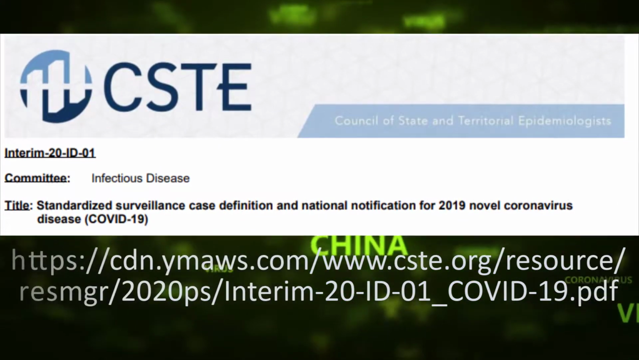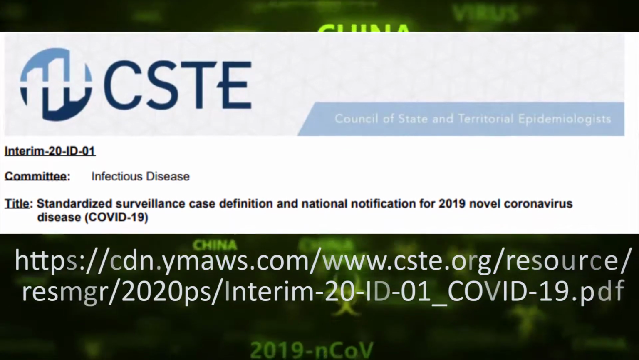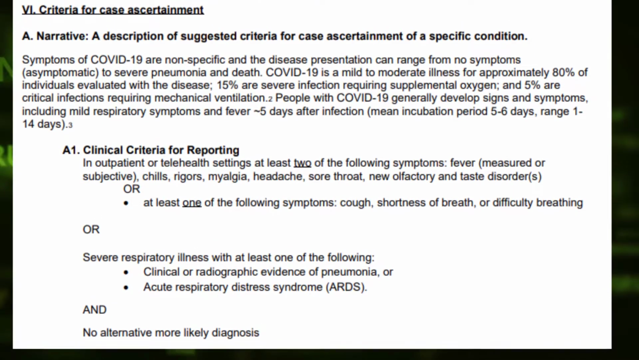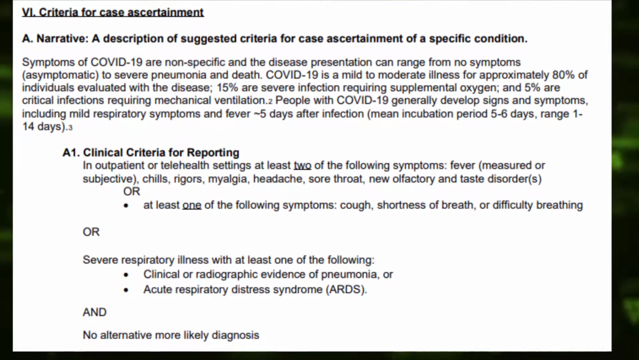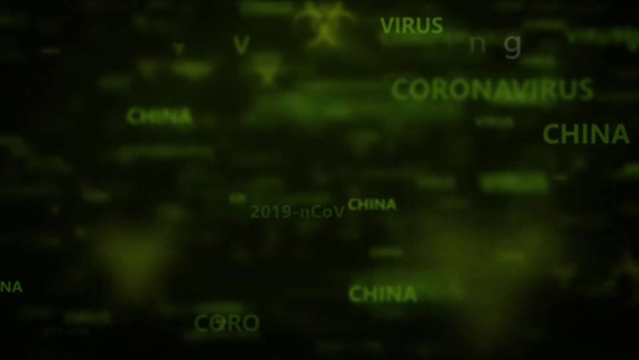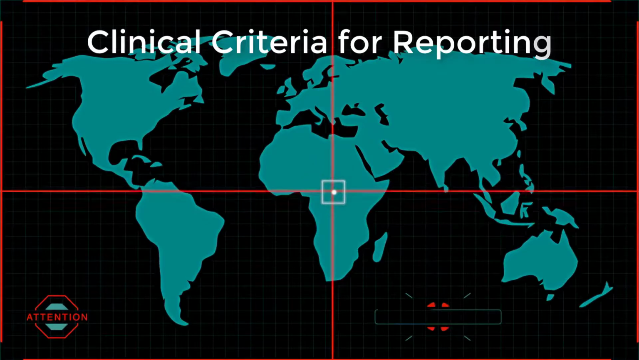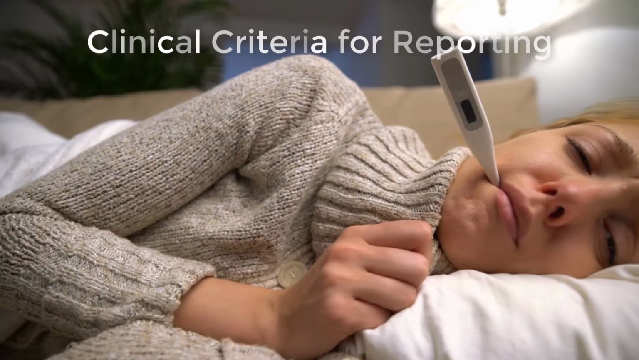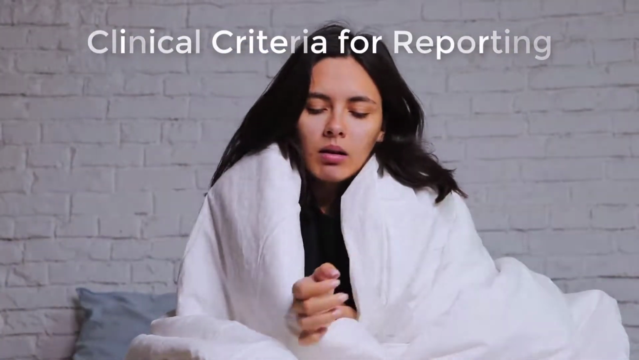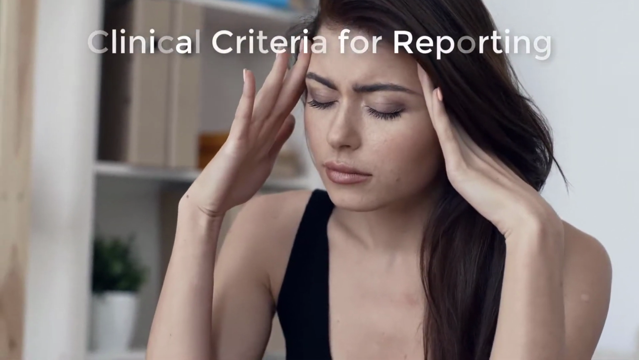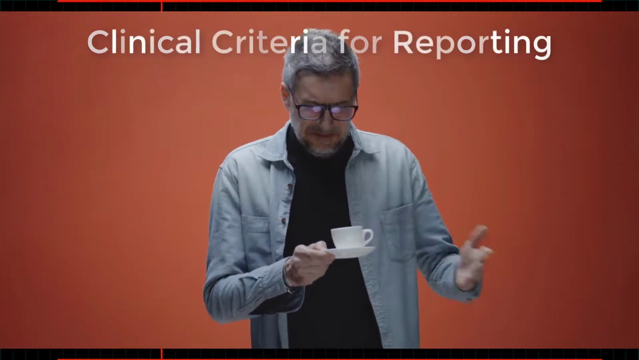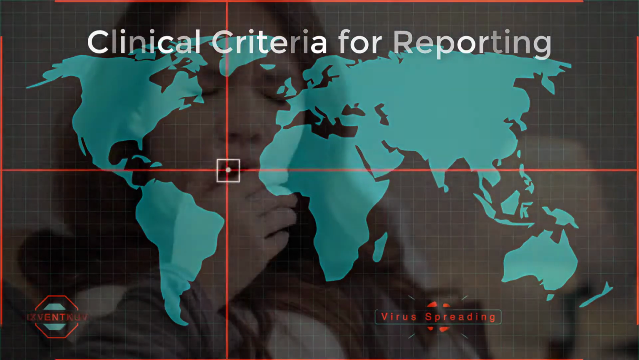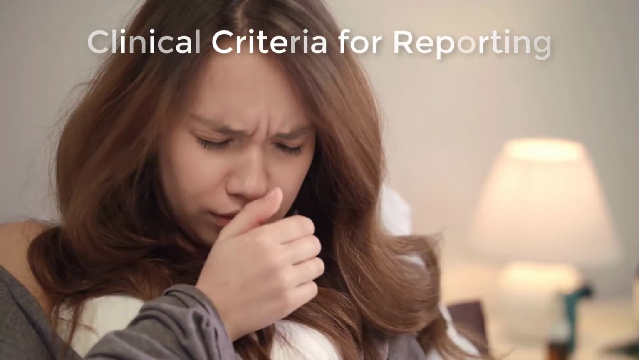Here we have the document, the Interim COVID-19 Position Statement. This document outlines the criteria that must be met to report a person's status as having had COVID-19. Criteria 1. A patient must have 2 of the following symptoms: fever, which may be measured or subjective, chills, muscle aches, headache, sore throat, or changes in the senses of taste or smell. Or at least one of the following symptoms: cough, shortness of breath, or difficulty breathing.